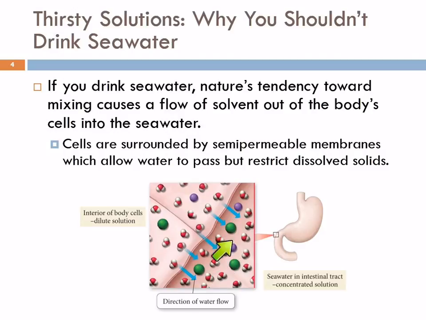The concentration of the sodium and chloride ions is higher in the seawater than it is within the cells of your body. Nature's tendency towards mixing causes the water molecules to move into this higher concentration solution, trying to equalize the concentrations of sodium chloride on both sides of these membranes. Cells are surrounded by semi-permeable membranes. These membranes allow small particles like water molecules to pass through, but they do not allow solutes like sodium and chloride to pass through.